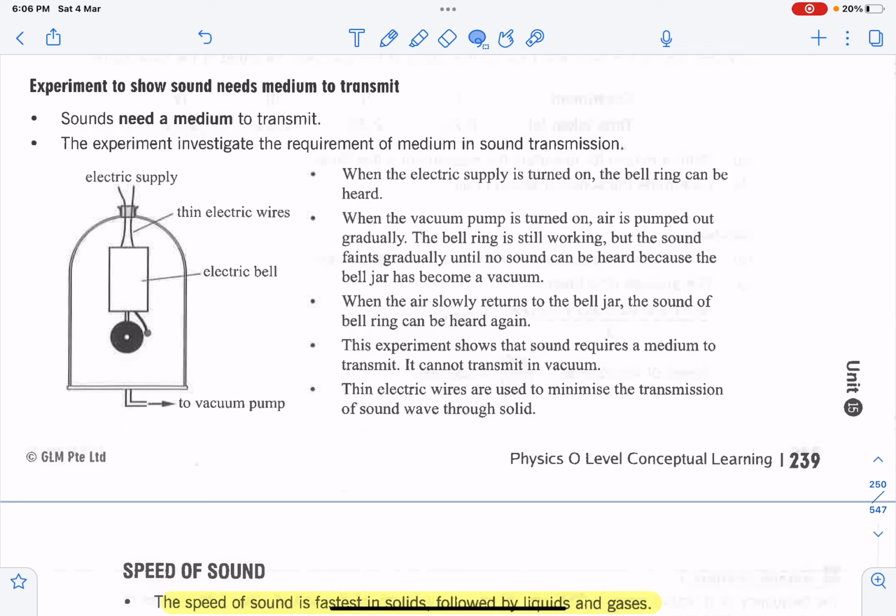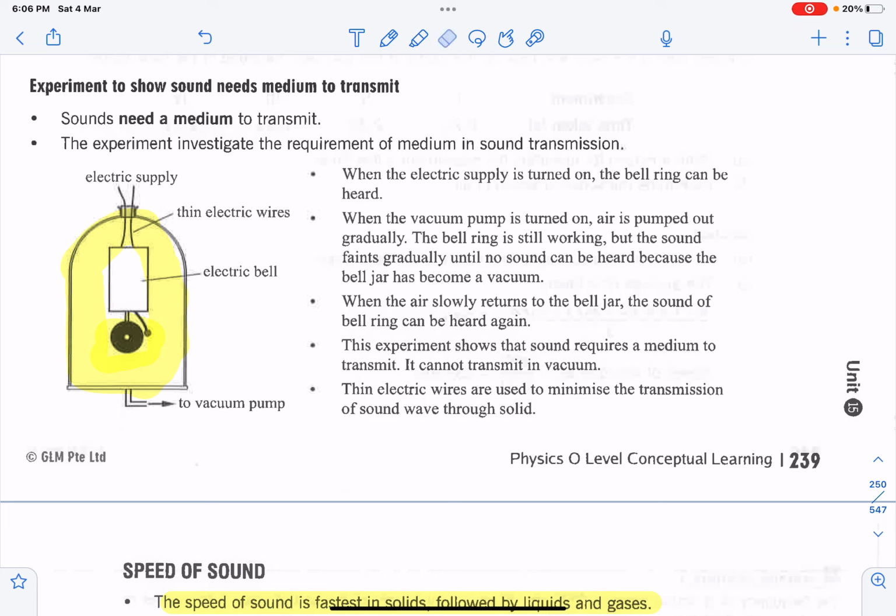So in other words, what I am trying to say is that initially there are a lot of gas particles inside this bell jar, and therefore when you start the electrical bell, it will start to hit the bell, and you will be able to hear a ringing sound. That's because the sound will travel through the gas particles inside the bell jar, then hit the glass wall of the bell jar, and then pass to the surrounding air outside the bell jar and into your ear. So that's how the whole vibration is being transmitted.